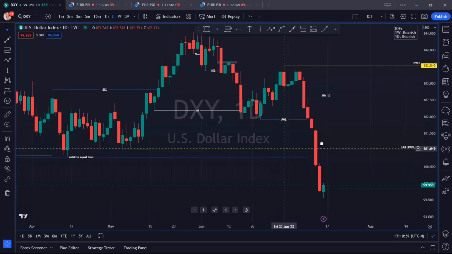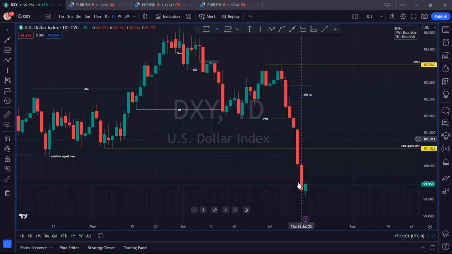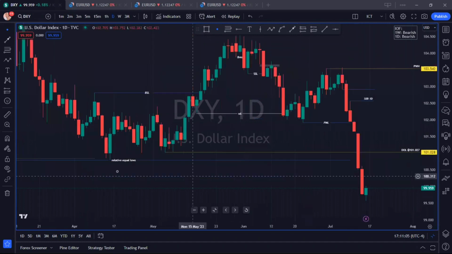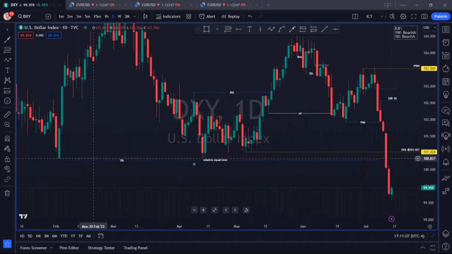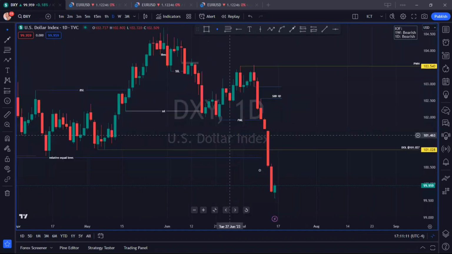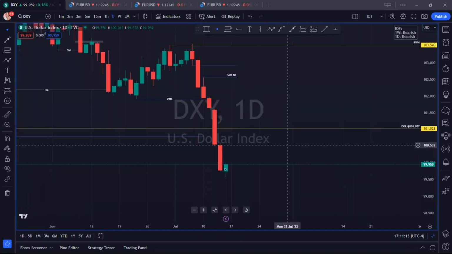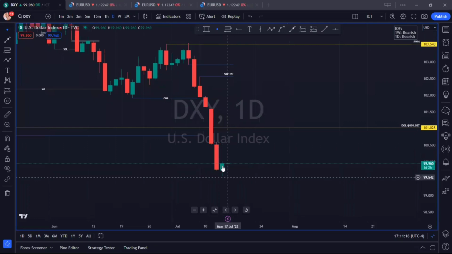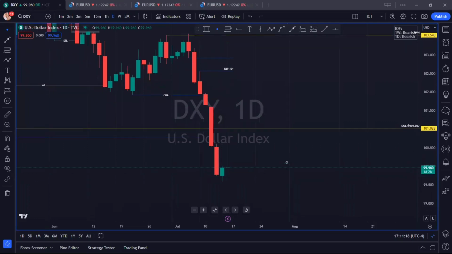Now you can see price has expanded very well on the DXY, taking these equal lows right here. This is a cluster of liquidity resting below here, so the market needs to clear it. Everybody was out, and what do you expect? This was Friday right here, closing bullish. So what do you expect, guys?